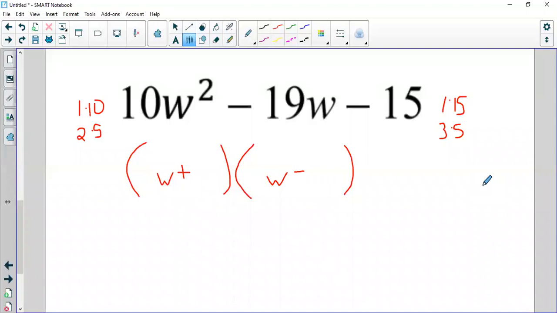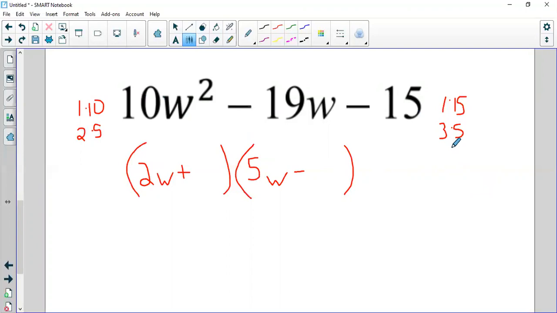And now I'll pick and start trying them out. Again, you might end up using the 1 and the 10 or the 1 and the 15, but I never start there because those are the less common ones. So I'm going to start filling in the 2 and the 5. The 2 and the 5 go in the first spots with the variable because they make the 10 with the w, or w squared. So I'll put the 2 there and the 5 there. I'm going to fill in my 3 and my 5 in my other spots.